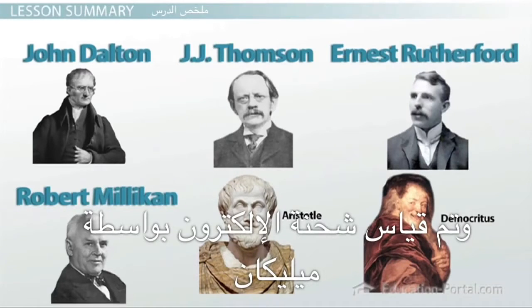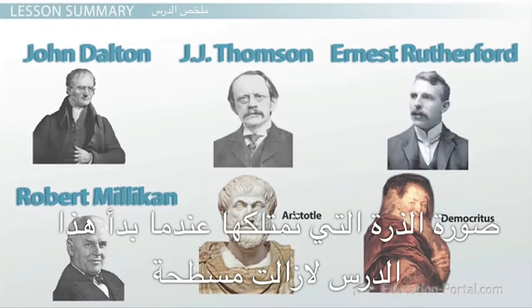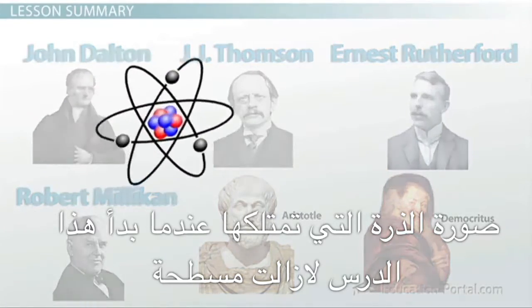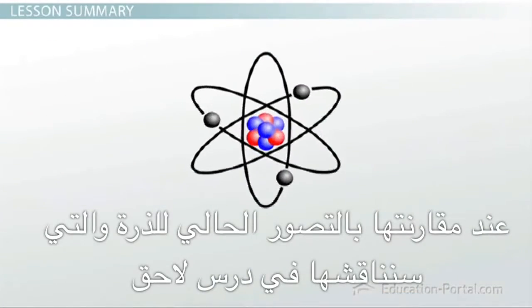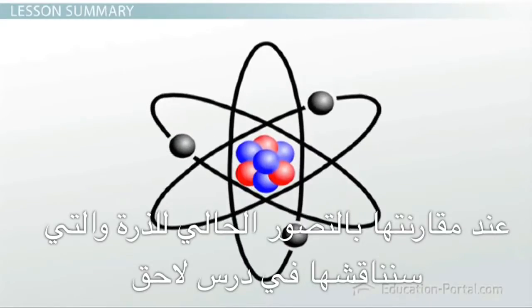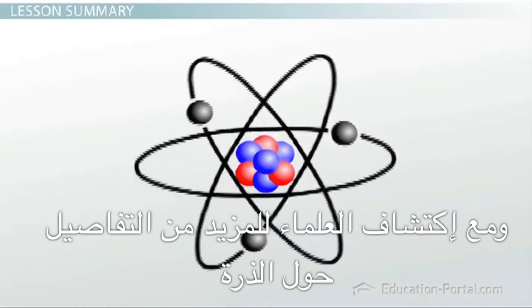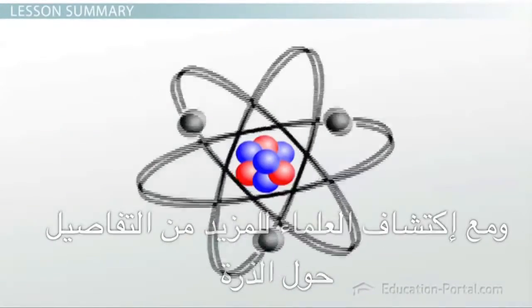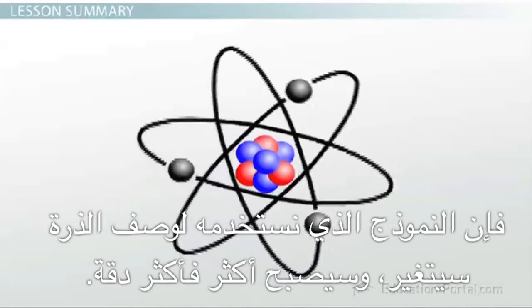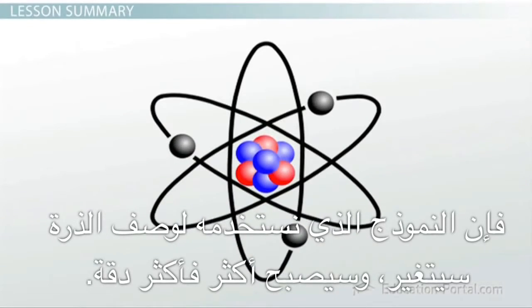Shortly after that, electrons were discovered by Thomson, the nucleus was discovered by Rutherford, and the charge of an electron was measured by Millikan. The picture of the atom you had when this lesson started is still flawed when compared to the current view of the atom, which we will discuss in a future lesson. And as scientists uncover more details about the atom, the model we use to describe it will change and become more and more accurate.